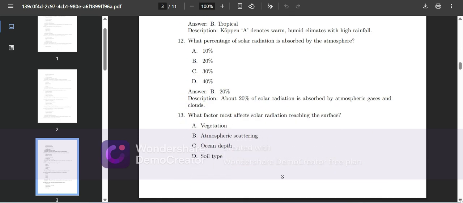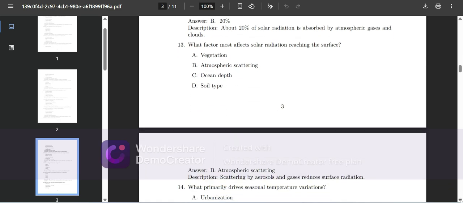What percentage of solar radiation is absorbed by the atmosphere? 20%. About 20% of solar radiation is absorbed by atmospheric gases and clouds.